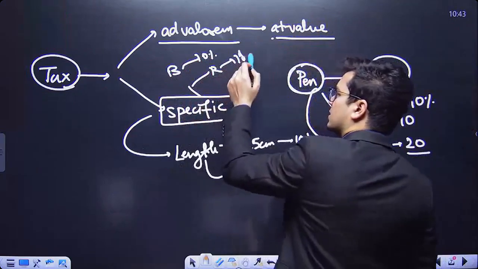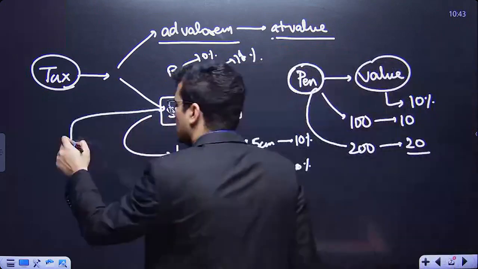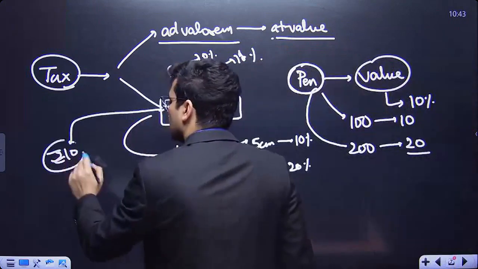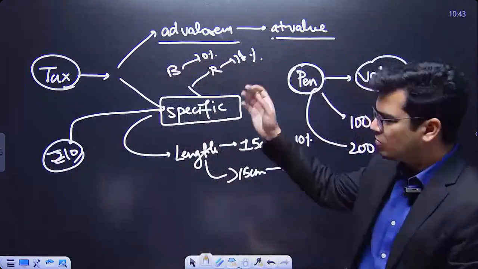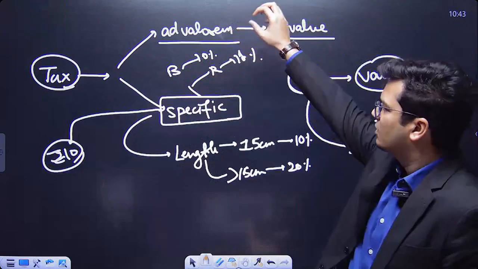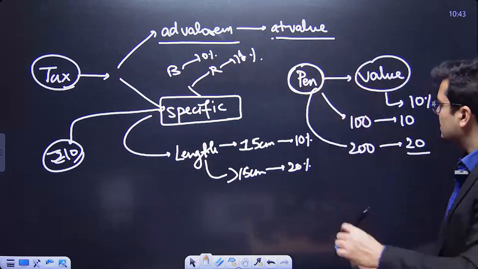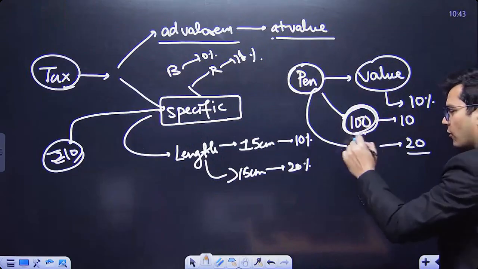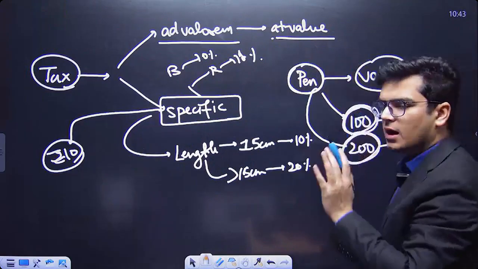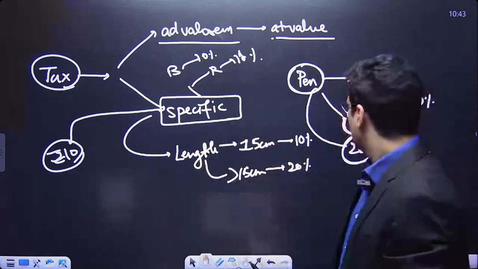Any other characteristic: the government says for blue pens we will charge 10%, for red pens we will charge 15%, or the government says that for any pen in the world, you make a pen, you will give rupees 10. Whatever the value, whatever the color, you will give rupees 10. This is specific taxation. This is ad valorem, at value. If you are paying tax as a measure of value of sale, then it is ad valorem. Otherwise, all other taxes are specific tax. Okay. Now, another way of classifying tax.